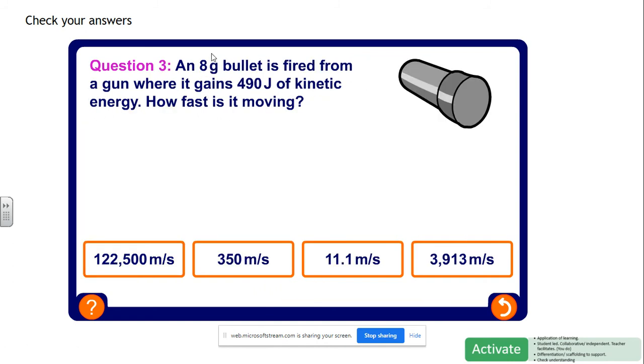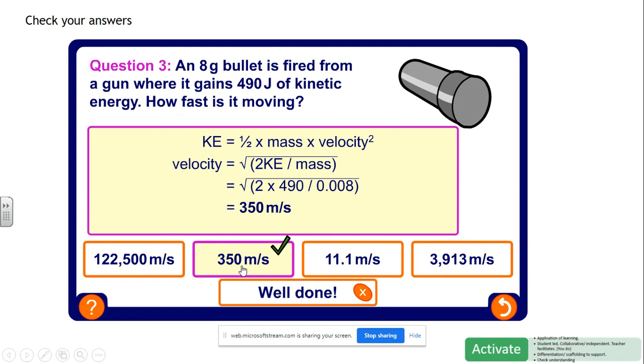A bullet is 8 grams, and it's got this amount of energy. How fast is it moving? So we need the equation for v. Now think about this. 8 grams, we can't use that value because mass has to be in kilograms. 8 grams is 0.008 kilograms. And I happen to know that the answer is that, 350, it's about the speed of sound. So if we look here, we've got our formula, then we're substituting our numbers. Notice they put in 0.008 for the mass because it's that many kilograms. So we have to turn grams to kilograms, okay? So fairly standard. Okay, well done.